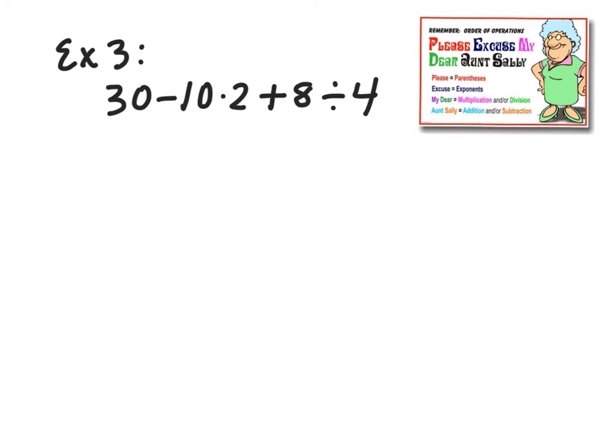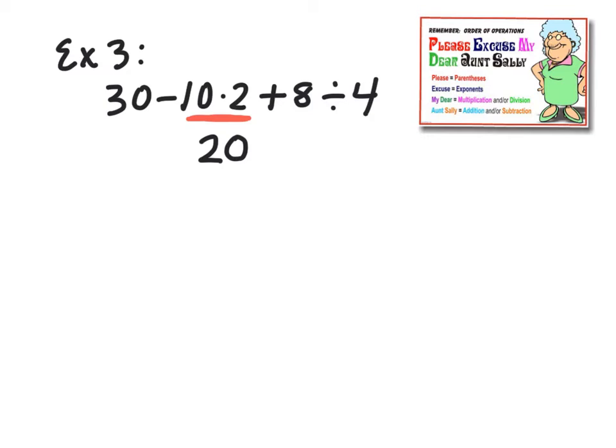All right, here's example 3. Look at our Please Excuse My Dear Aunt Sally. We have multiplication and or division, whatever occurs first, going left to right. So if I'm going left to right, there's a multiplication right here. It's 10 times 2. So we'll do that. 10 times 2, that's 20.